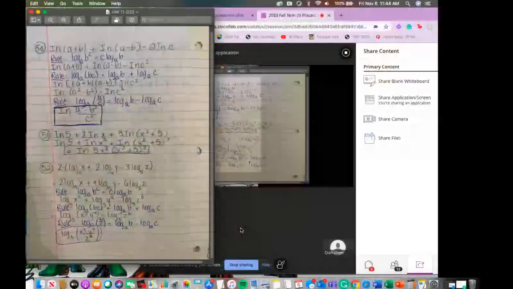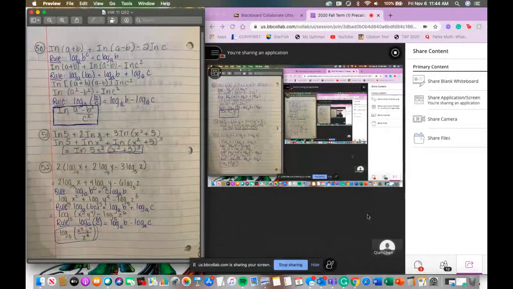You're going to follow a last rule, which is log base a in parentheses b divided by c close parentheses equals log base a b minus log base a c, and your final answer is log base 5 in parentheses x to the second power times y to the fourth power over z to the sixth power closing parentheses. That's it. Perfect. Great. Anyone has any questions?